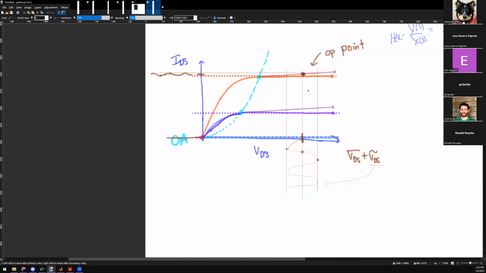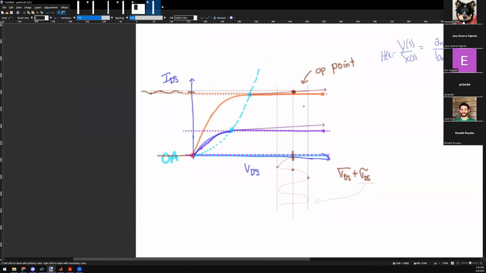Do you guys agree? Does this idea make sense? Yes, it makes sense. That's kind of what we did in lecture two. Exactly. So this is what you say.